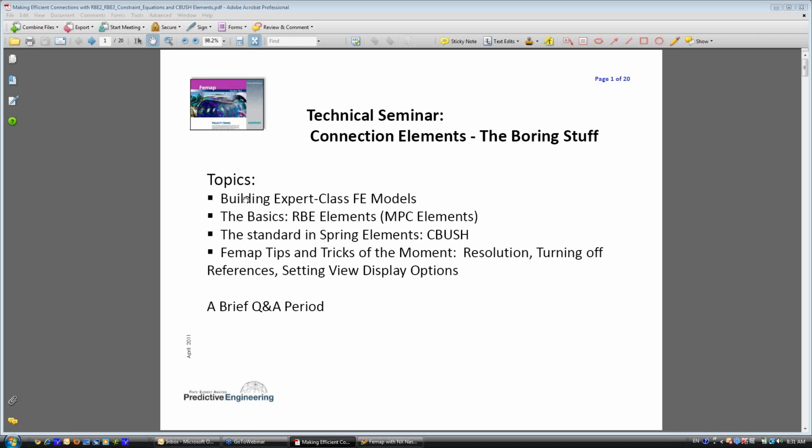Here's the general outline of what I'm going to talk about. Why is this worthwhile to have in your tool chest? Why should you even want to listen to this? Well, you're far ahead of the curve just to be here, taking time out of your schedule to listen to this, far ahead of the curve on learning analysis. So what we're going to go through is the basics about how RBE elements are formulated, and I also want to talk about using spring elements, specifically the CBUSH, and at the very end some FEMAP tips and tricks.